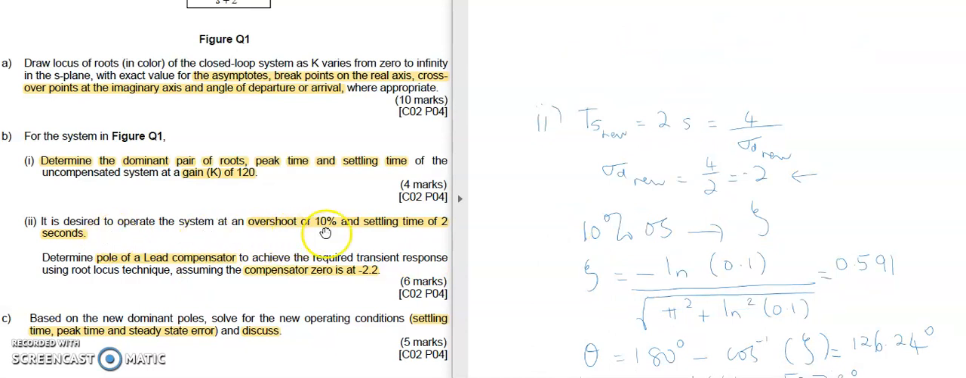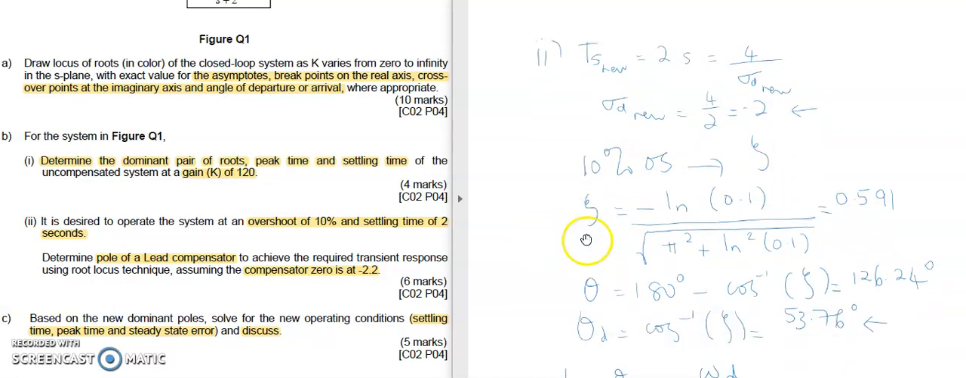The given overshoot is 10% and the new settling time is 2 seconds. From the new settling time of 2 seconds, you can determine your sigma d new. So this is your new sigma d. And from the 10% overshoot, you can determine zeta, the damping ratio, using this formula. Be careful when using this formula. Make sure you know how to use your calculator.